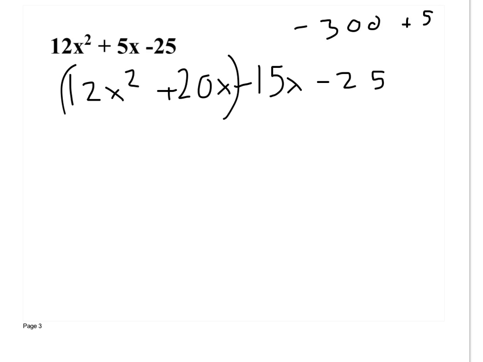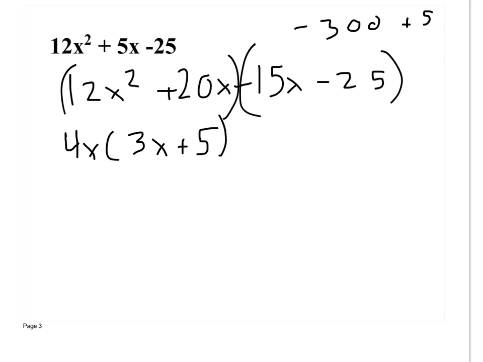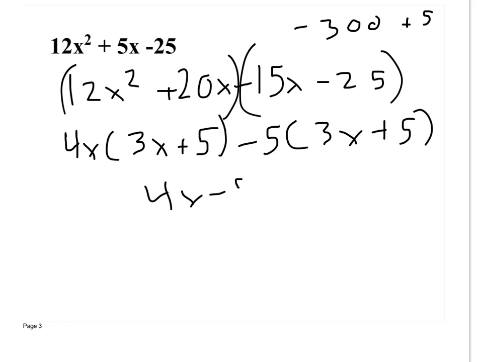And then I group. I can factor out what out of 12x squared and 20x? 4x. I'm left with 3x plus 5. And then here we can factor out negative 5, and we're left with 3x plus 5. There's my answer: 4x minus 5 and 3x plus 5.